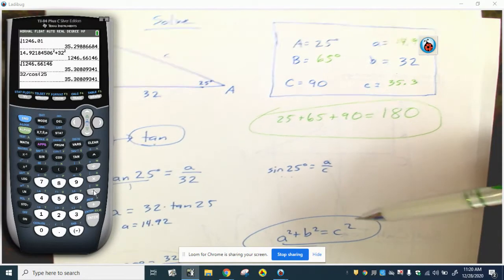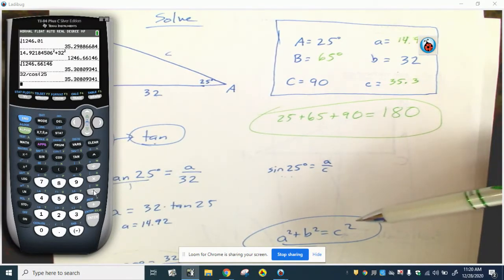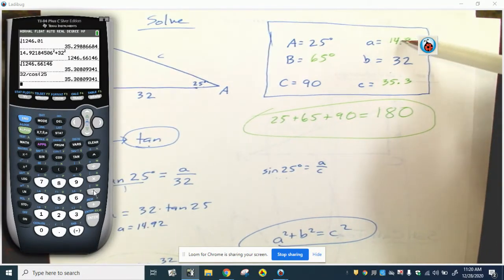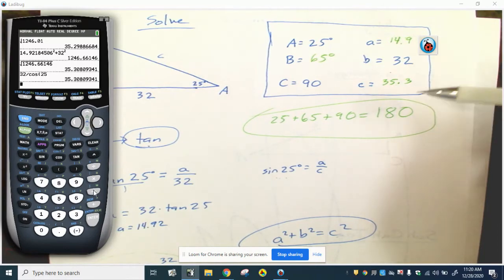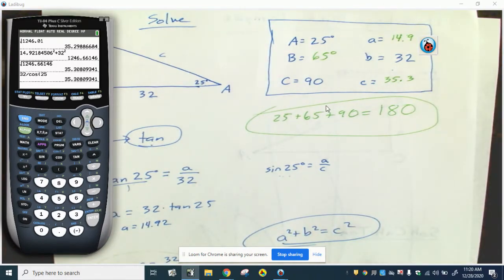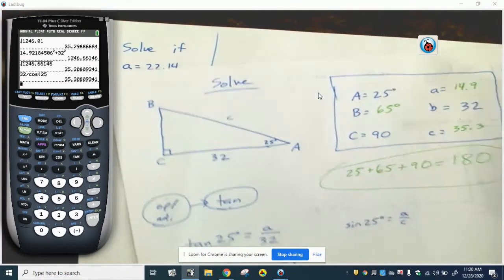I actually like to use the Pythagorean theorem as my last step to kind of check my answer, because I know this squared plus this squared has to equal this squared. All right, so I can kind of double check that. That's a good way to double check your answers. Okay, so let's try another one.